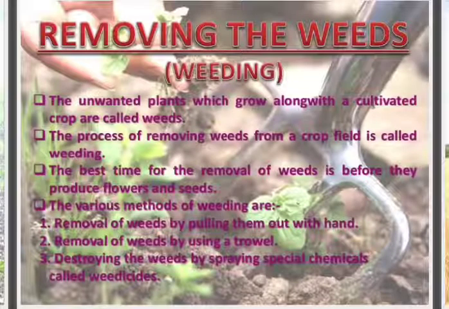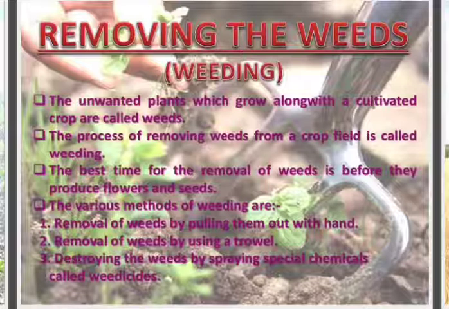Now the next step is removing the weeds, that is known as weeding. The unwanted plants which grow along with the cultivated crop are called weeds. The process of removing weeds from a crop field is called weeding. The best time for the removal of weeds is before they produce flowers and seeds. The various methods of weeding are removal of weeds by pulling them out by hand, removal of weeds by using a trowel, and destroying the weeds by spraying special chemicals called weedicides.